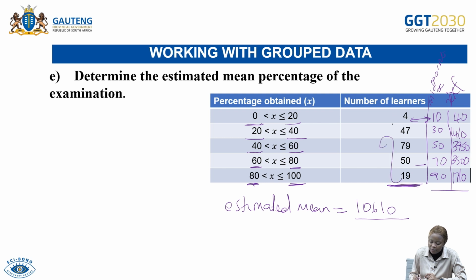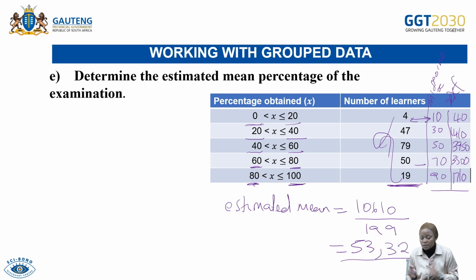So you need to add everything here. You'll say it's 4 plus 47 plus 79 plus 50 plus 19, and that gives 199. So I will have 10,610 divided by 199, and then your estimated mean is going to be 53.32. This one, guys, is so easy, right? Let it not confuse you.